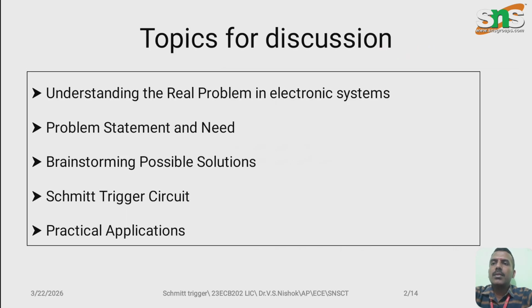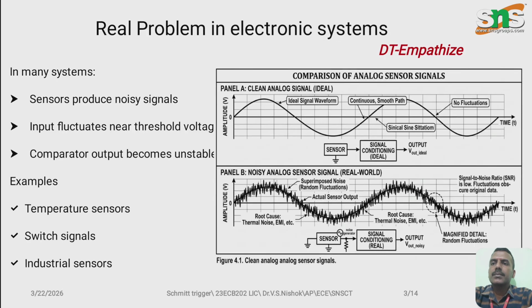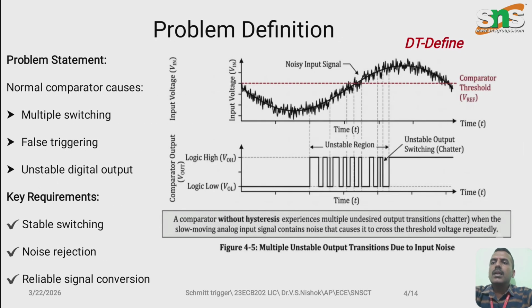So coming to the problem statement, a normal comparator causes multiple switching, false triggering, and unstable digital output. So these are the main issues in electronic circuits. So we need to overcome these issues and produce stable switching, noise rejection and reliable analog to digital conversion.